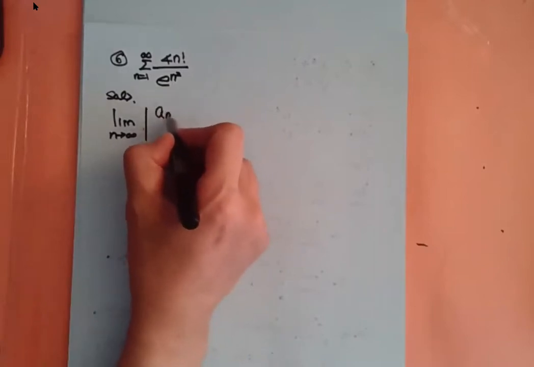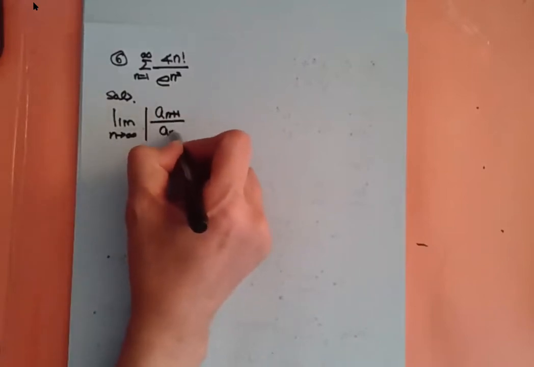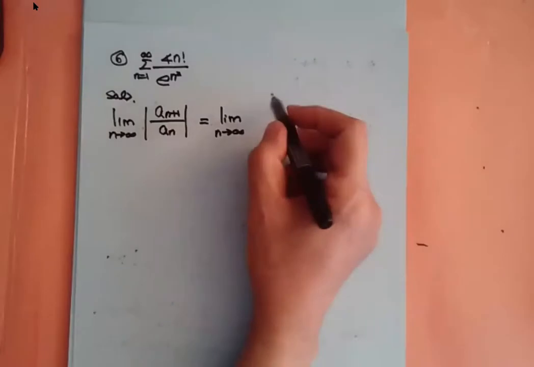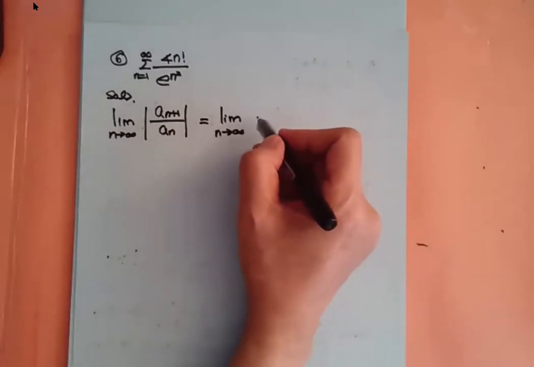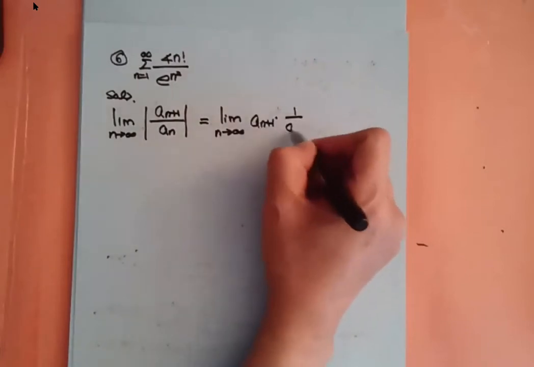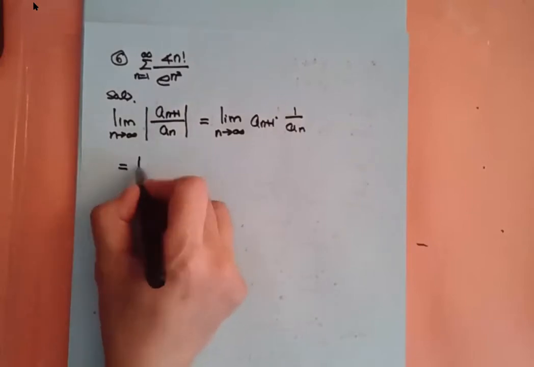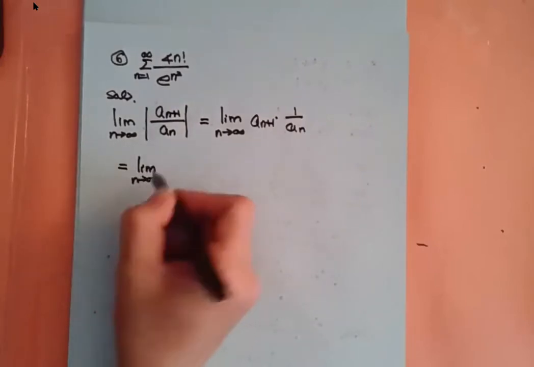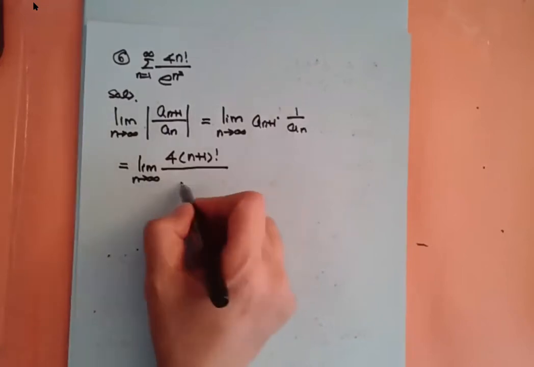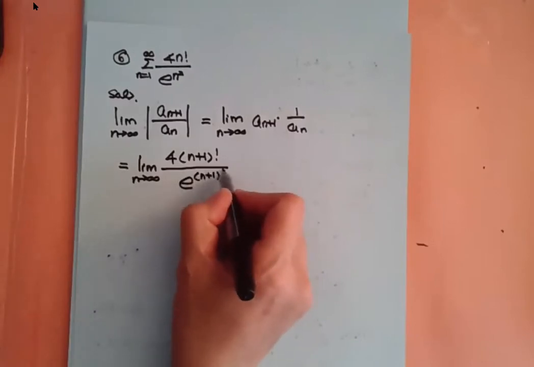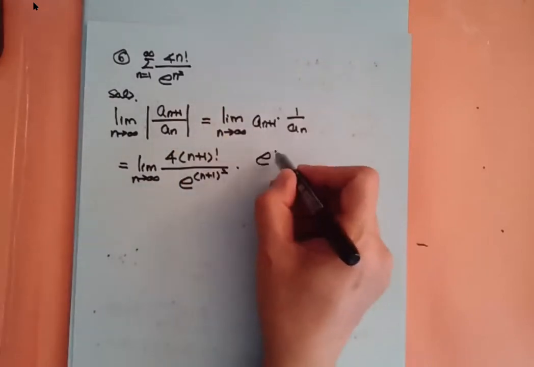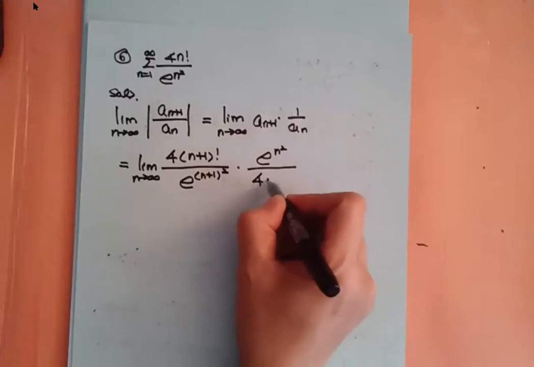So we think about an plus 1 over an, and then that equals limit n goes to infinity. We can forget absolute value because everything is positive. An plus 1 times 1 over an. So limit n goes to infinity, an plus 1 is 4 times n plus 1 factorial over e to the n plus 1 squared, times 1 over an, just flip it, e to the n squared over 4n factorial.